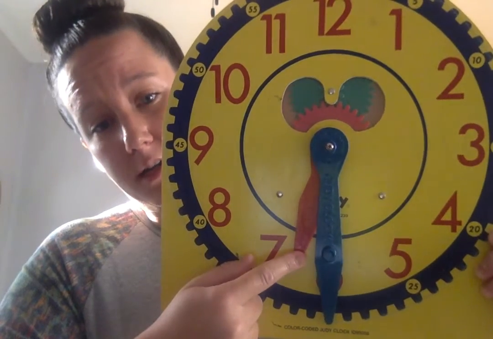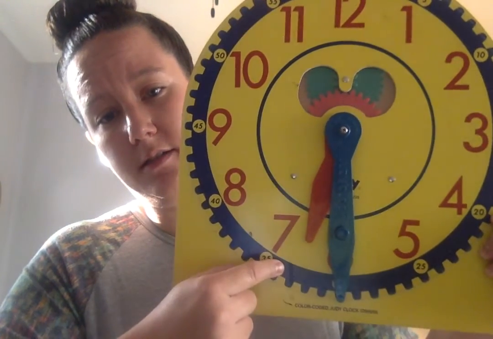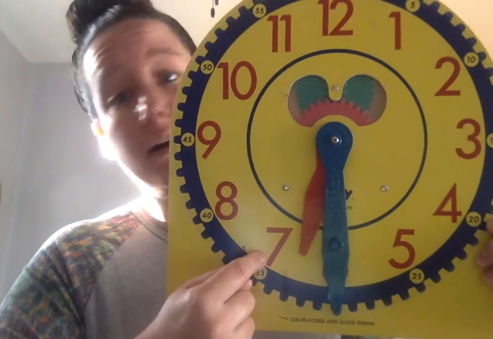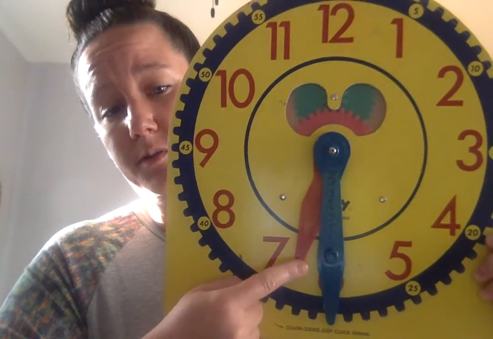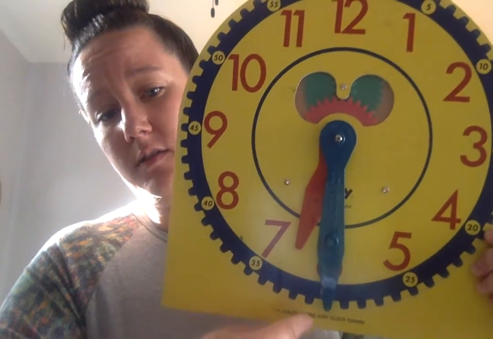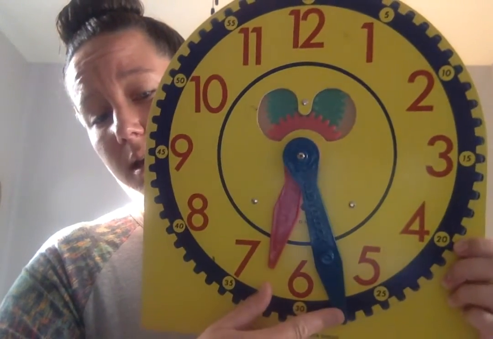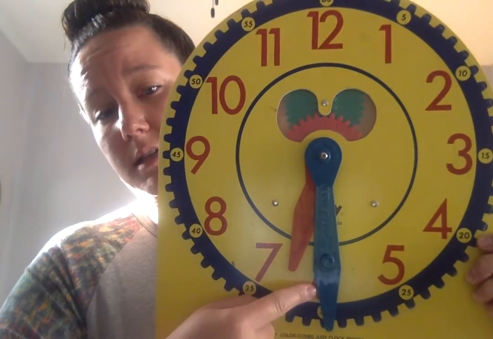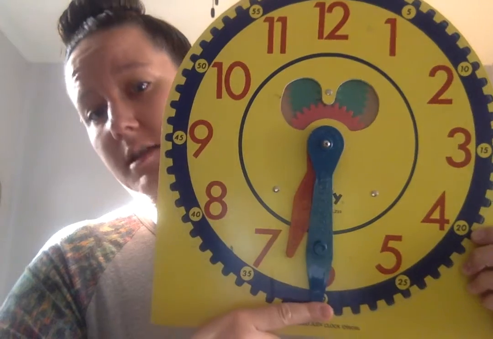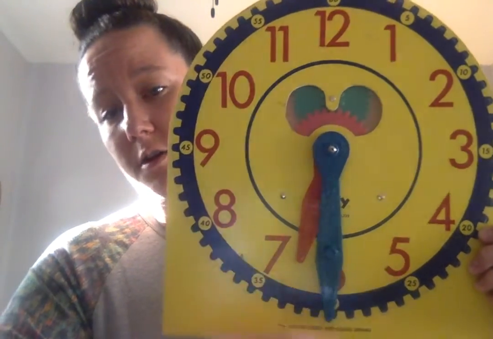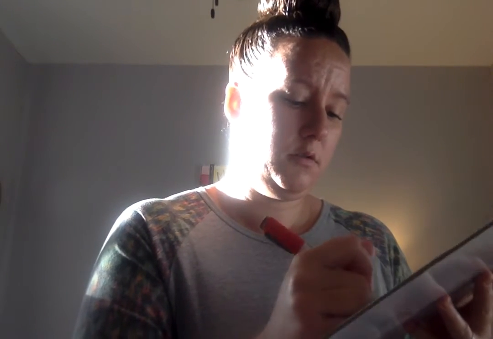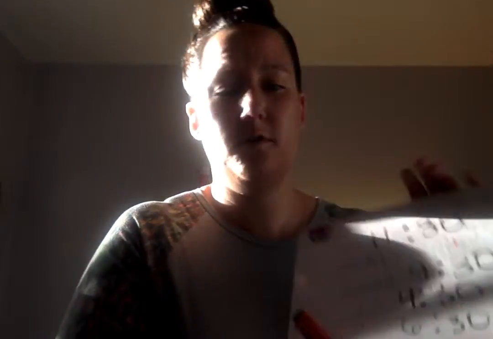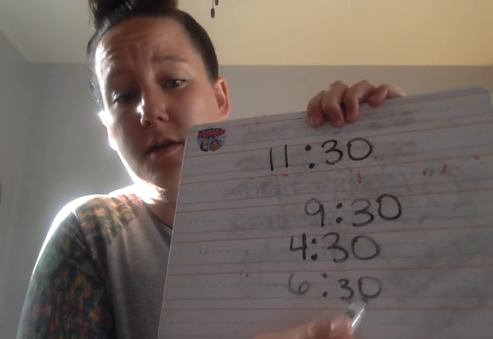So the hour hand, if we look at our hour hand, is between 6 and 7. It has not gotten to the 7 yet, so we can't say 7 hours. We have to bounce back to 6. So this time says 6, and then the minute hand is on the 6. So 6 is our hours, and when the minute hand is on the 6, we say 30. So 6:30 is our time. When we write that on our board, first we write 6 for our hours and 30 for our minutes. Okay?